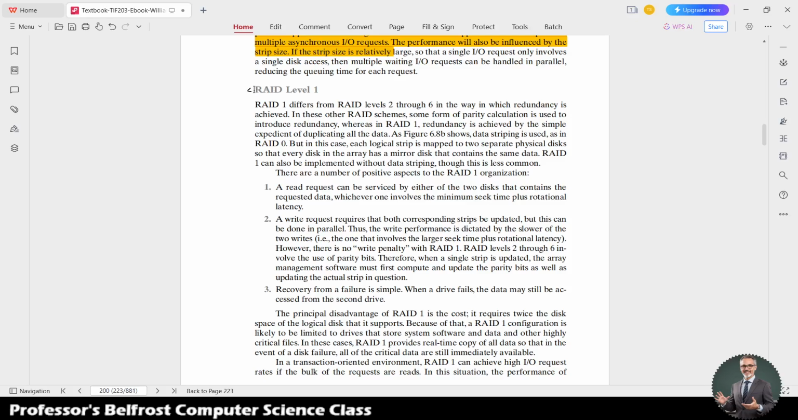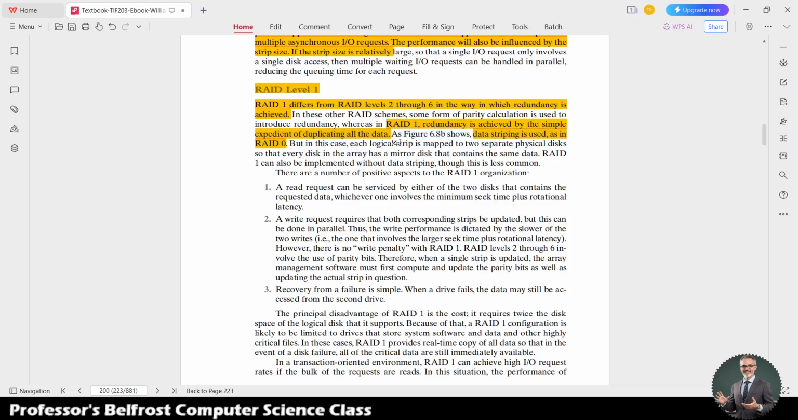RAID 1 differs from RAID levels 2 through 6 in the way in which the redundancy is achieved. In the other RAID schemes, from level 2 to 6, some parity calculation is used to introduce the redundancy. But for RAID 1, the redundancy is achieved by the simple expedient of duplicating all of the data. It is done by data striping as in RAID 0.